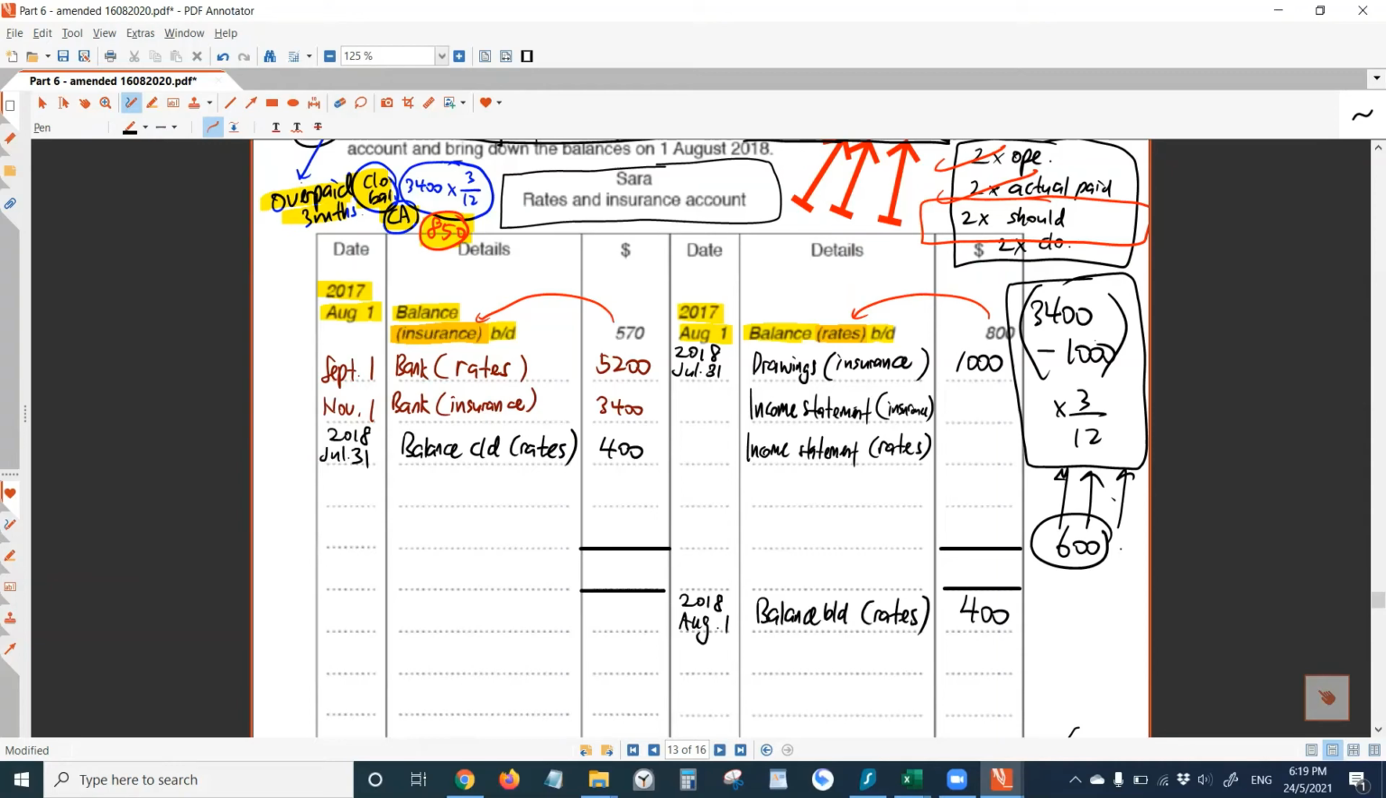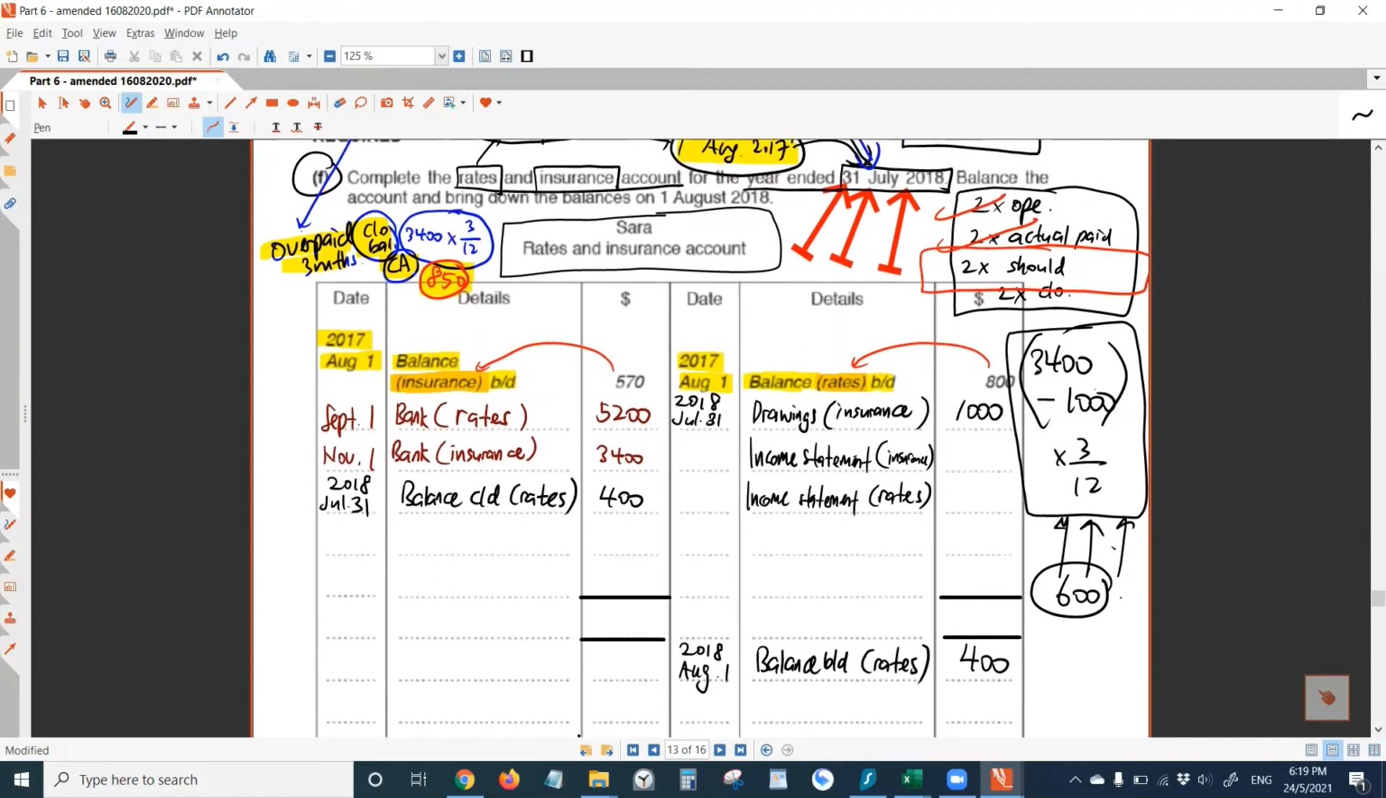Now the closing balance for insurance, the 600 that I amended just now. So that's one of the tricky parts as well. Have to ensure that you minus 1,000, that's for drawings, before you times 3 over 12. That's a current asset, right? Right here. Now complete the date.